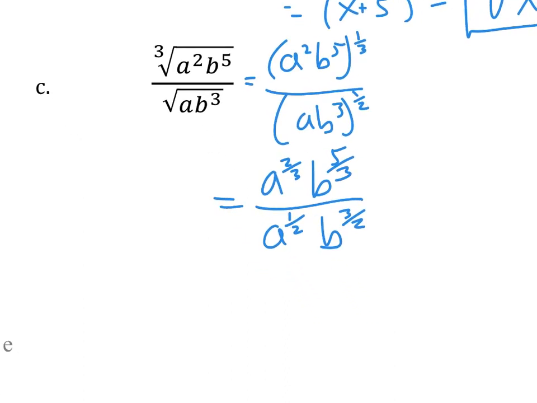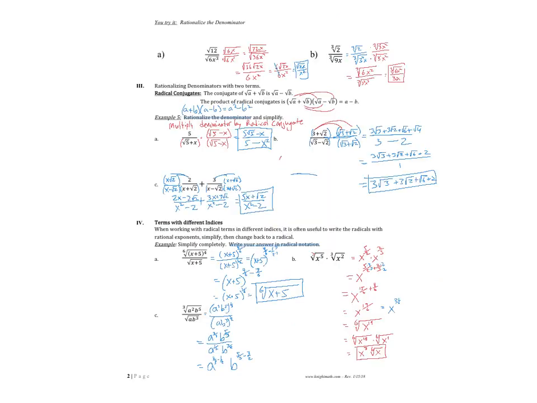Well, we have A's and B's we need to simplify. So we're dividing this divided by this. So we need to subtract exponents. 2/3 minus 1/2. And then B is 5/3 minus 3/2. Because we're dividing B to the 5/3 divided by this. And so we're going to subtract the exponents. Okay.